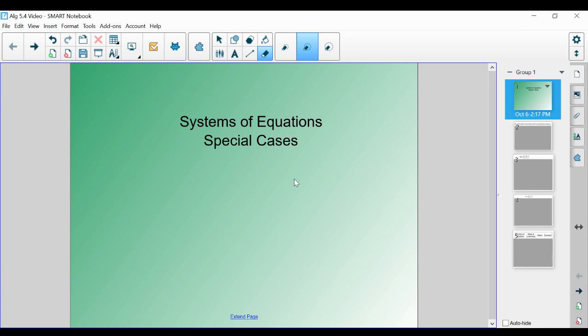Let's think back to when we were solving equations in one variable, right? We had three different types of situations. We could have one solution, where like x could be equal to 2. We could have no solution, or we could have all real numbers. And that's the same case here for systems of equations. And today we're going to be talking about what happens if we have those special cases.